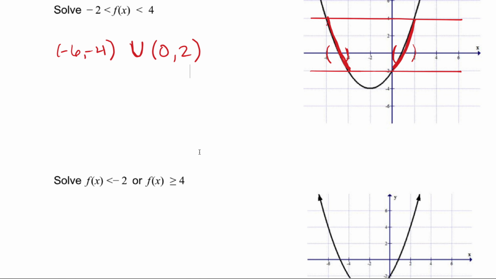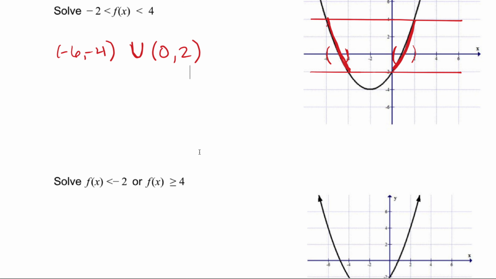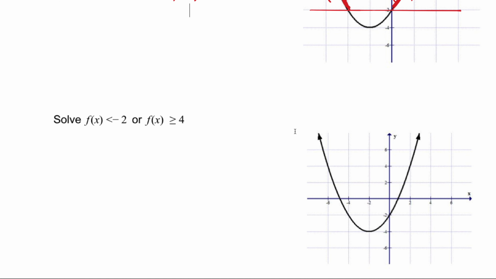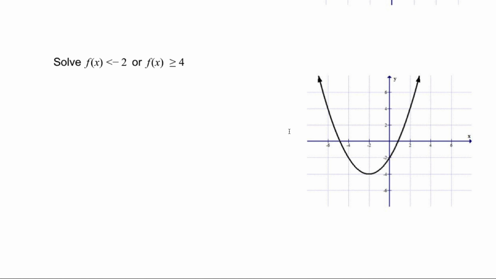Now let's look at the same function. So we don't even know what the function is symbolically. It's just this graph, but now we're looking at the compound inequality with an OR. So we want to know when is the output less than -2. So I'm going to color code that in red. So here we go. Here's -2. That's our y value of -2.